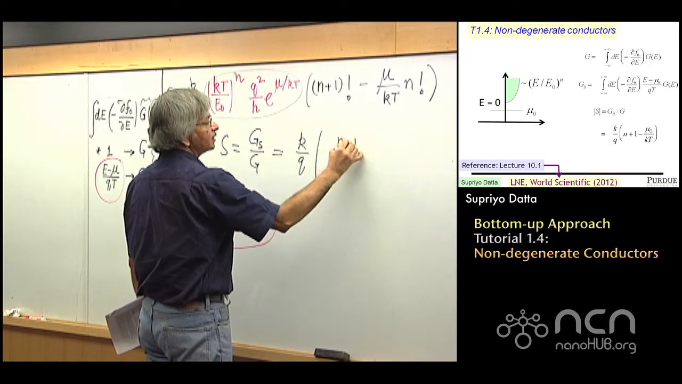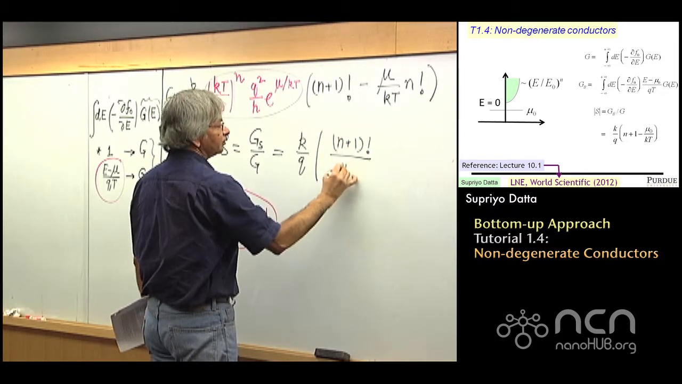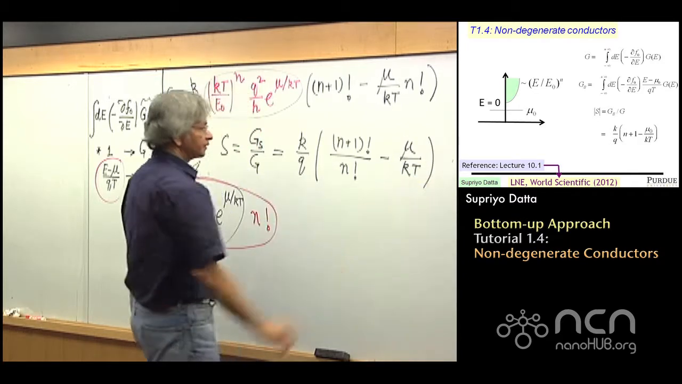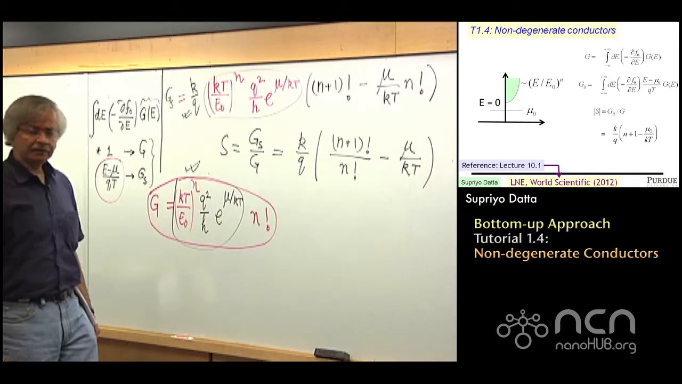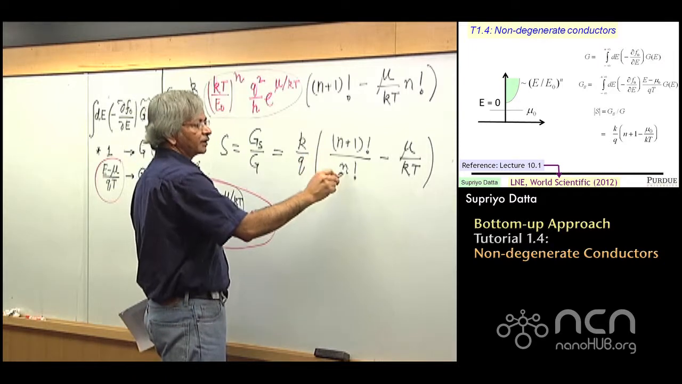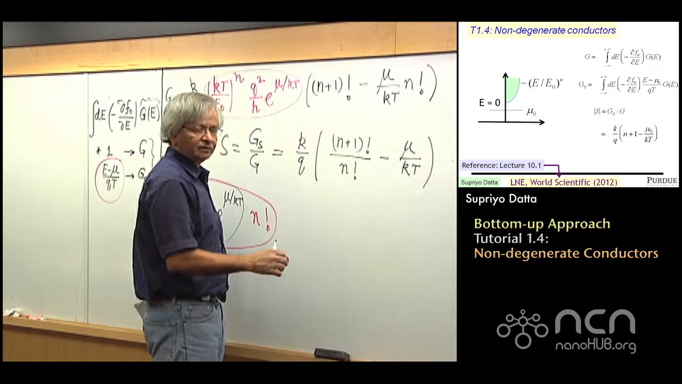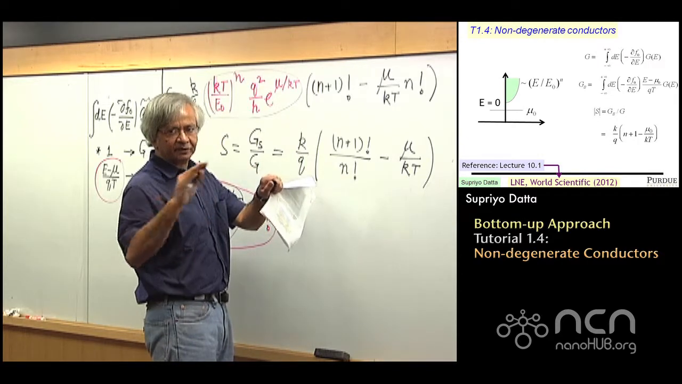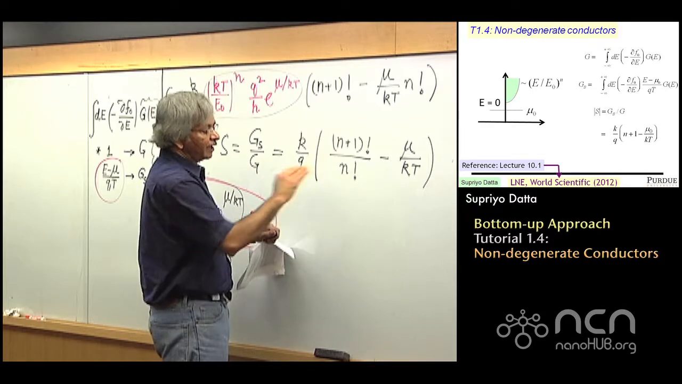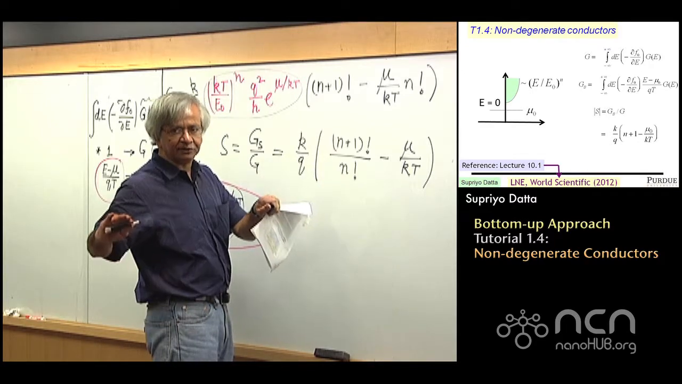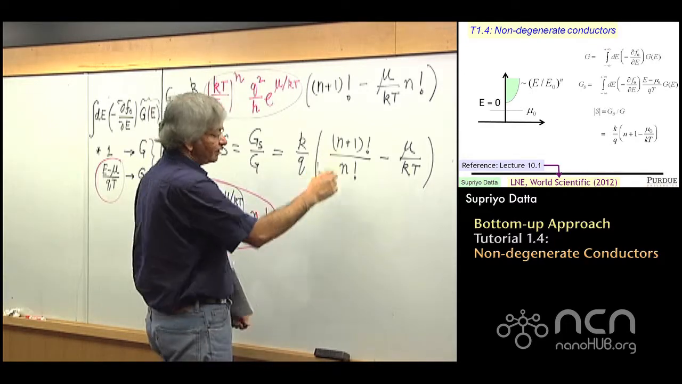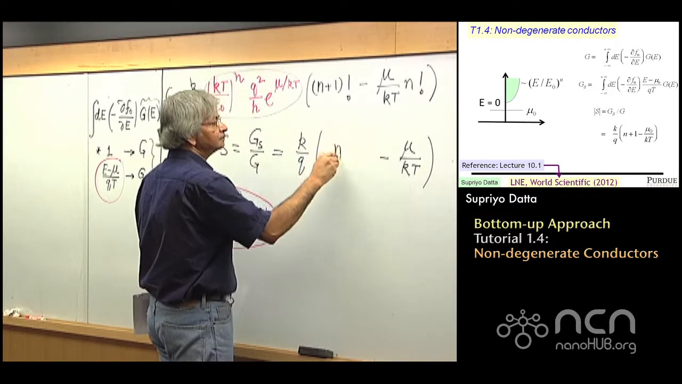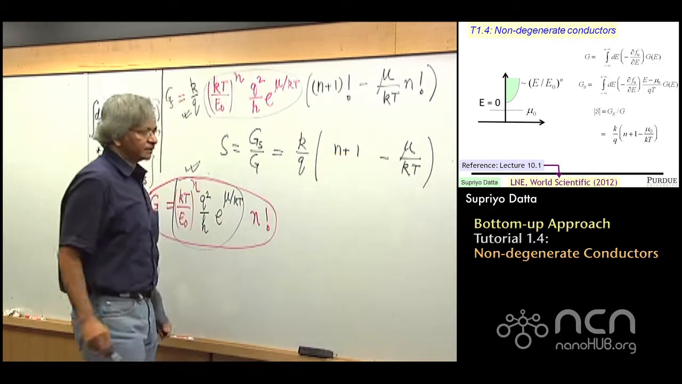One is n plus 1 factorial divided by n factorial, minus mu over kt. That's it. And of course, factorial n plus 1 divided by factorial n is just n plus 1, because factorial n plus 1 means you start from n plus 1 and then multiply every integer down, and factorial n means you start at n and multiply every integer down. So when you divide them, you're just left with n plus 1. So I can write n plus 1 here. This is the end result, basically.